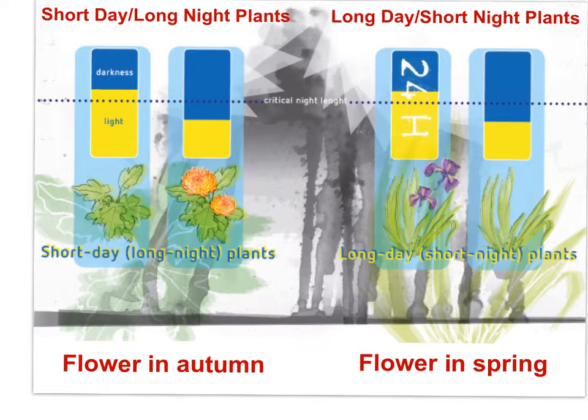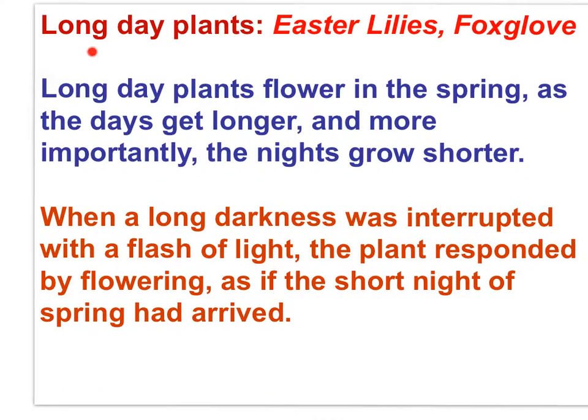The short day plants flower in the autumn as the days get shorter and, more importantly, the nights get longer. The long day plants flower in the spring as the days get longer and, more importantly, the nights grow shorter. Let's look at long day plants first. Examples include Easter lilies or foxglove.